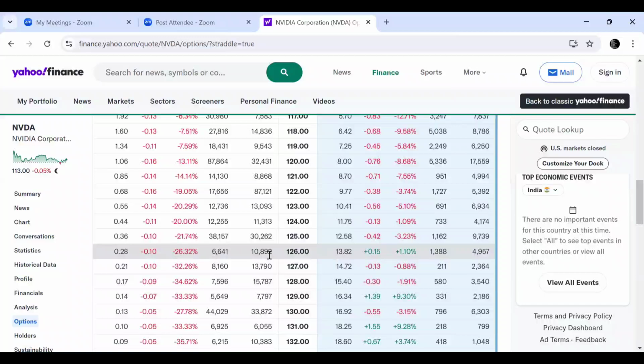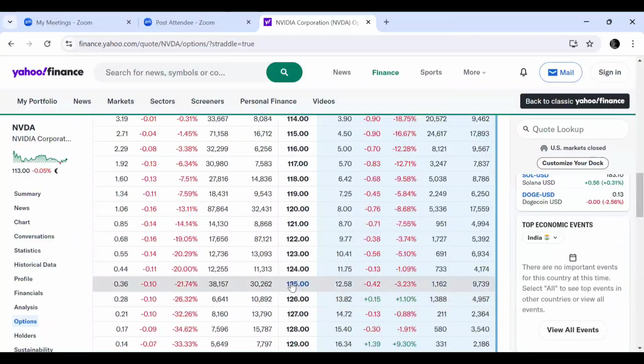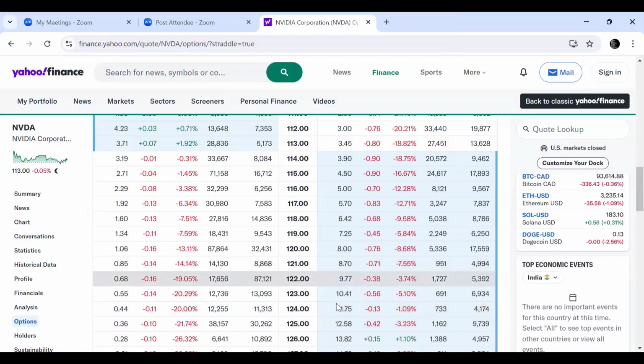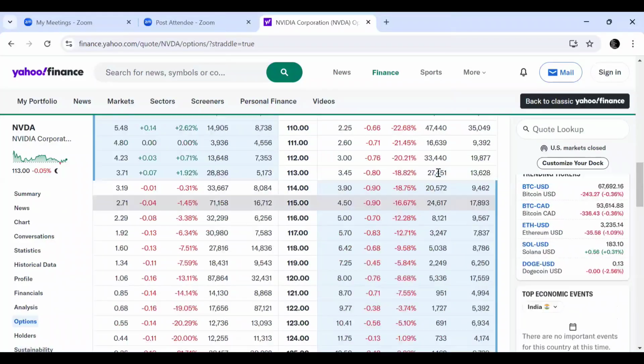I mean, after 125 again the contract count had been less till 130. So again I'm estimating that it will rise. I mean, it will rise the price till $125. Why $125? You will understand further. Now again I'm seeing on the put side.